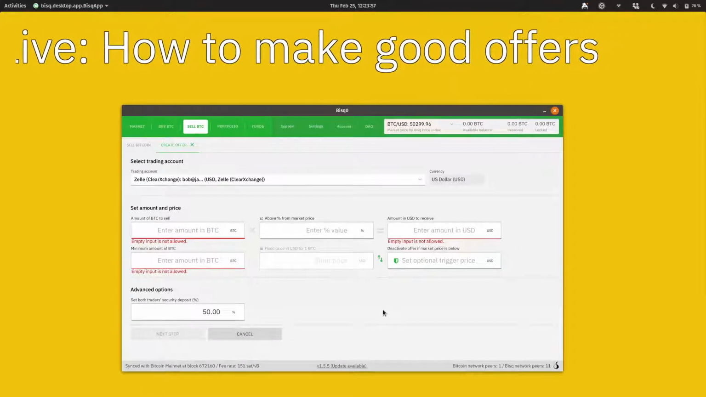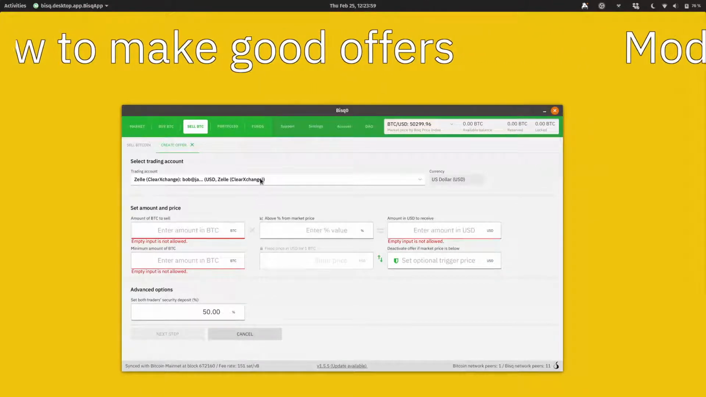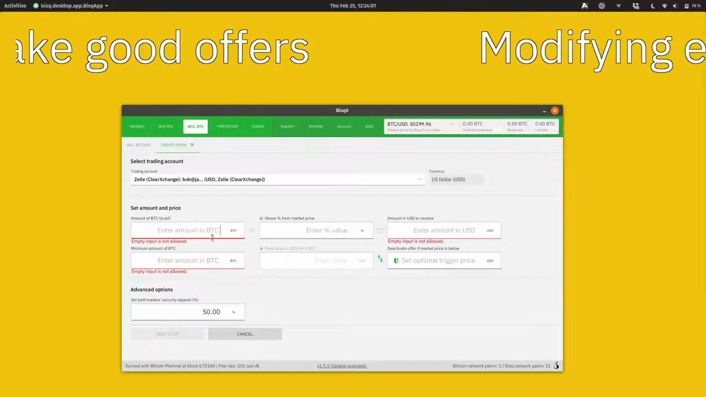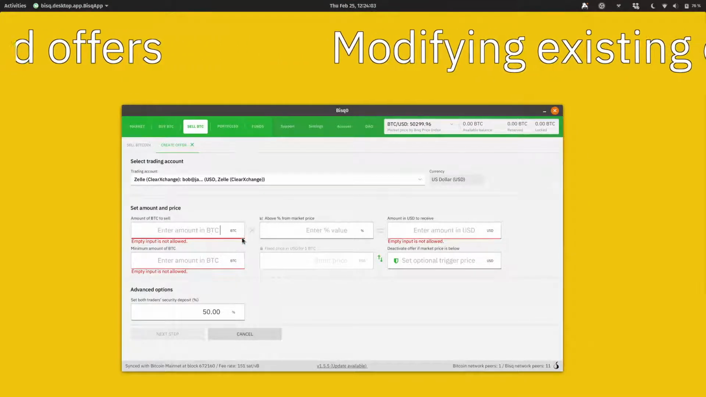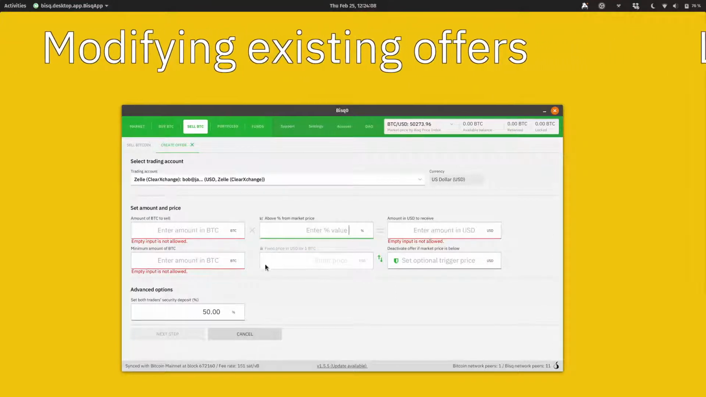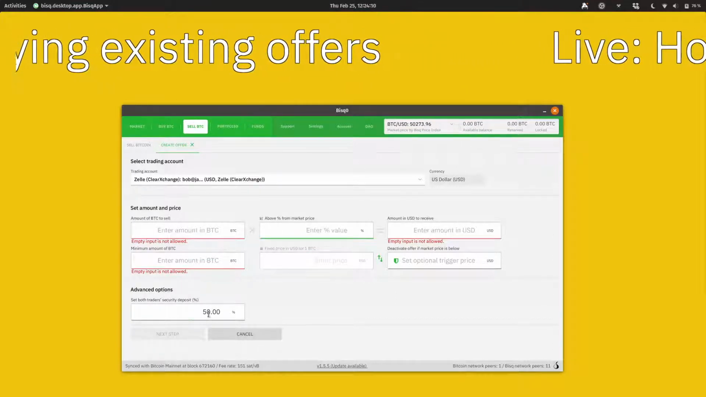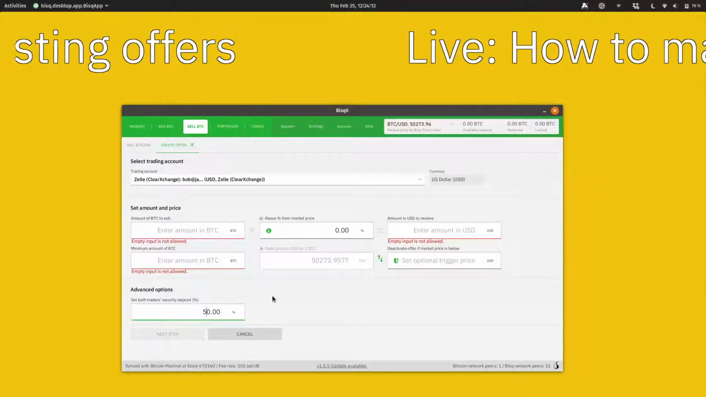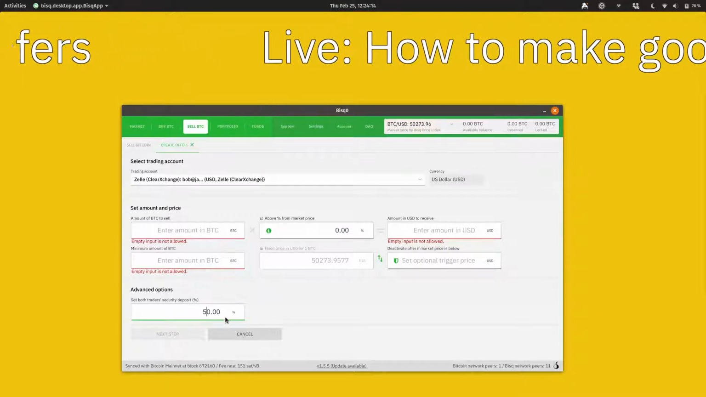Okay, so this is where you would set all the items that we just talked about. You would pick a payment method, you would pick the amount of Bitcoin you want to sell, the percentage, the premium, and the trader's security deposit, which you put down here. So this is another advantage of making your own offer. You can actually pick this.